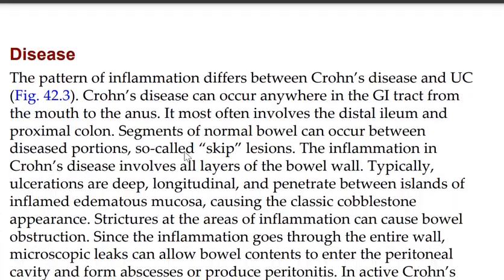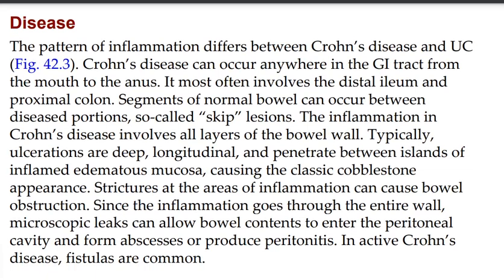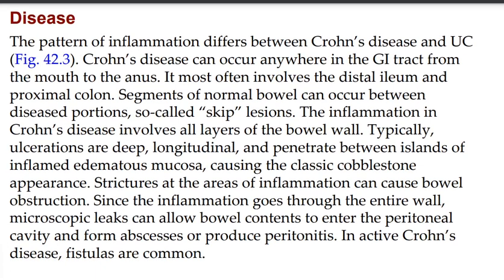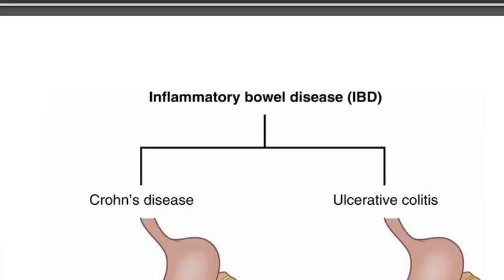It just shows the difference between Crohn's and UC. Just know that with Crohn's, it's called skip lesions or cobblestone appearance. The inflammation in Crohn's disease involves all layers of the bowel wall. Typically, ulcerations are deep, longitudinal, and penetrate between the islands of inflamed edematous mucosa, causing the classic cobblestone appearance. Strictures at the areas of inflammation can cause bowel obstruction. Yeah, it sure can. So Crohn's is that cobblestone appearance, right?